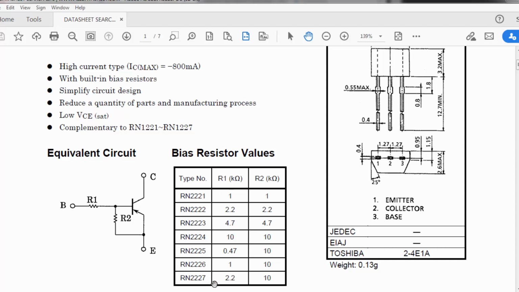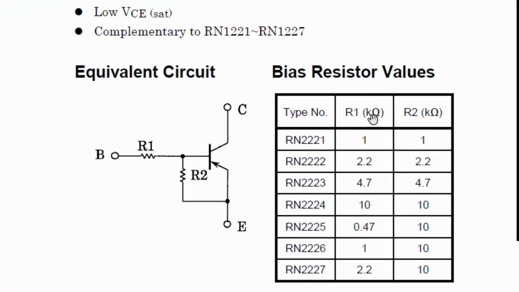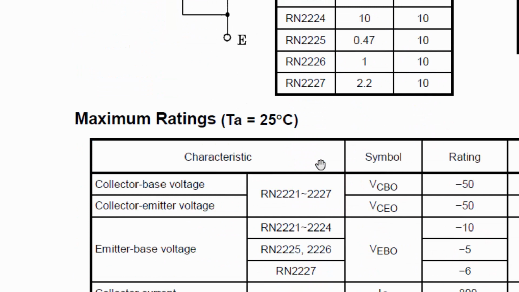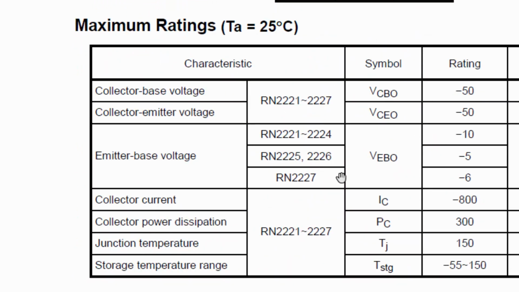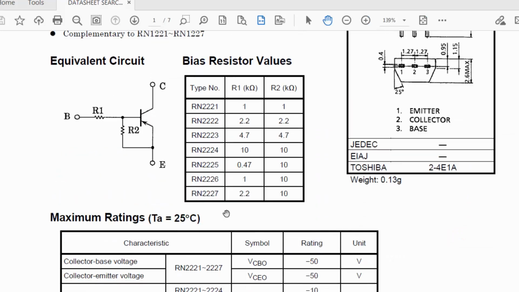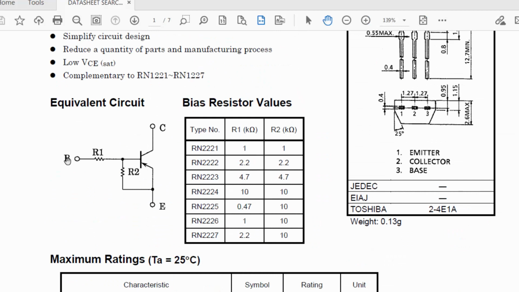For RN227, the value of the base resistance R1 is 2.2 kilo ohm, and R2, that is base to emitter resistance, is 10 kilo ohm. So you have to connect two resistors with any PNP transistor with this configuration, and you can replace the circuit. It will work exactly the same. We just have to connect two resistors, 2.2k and 10k.